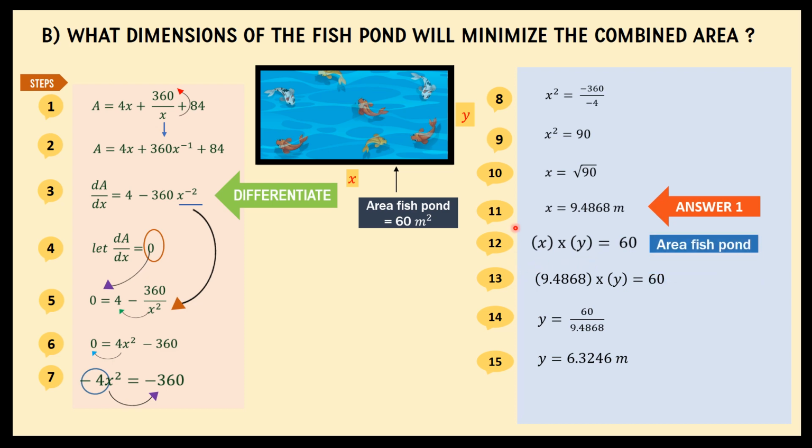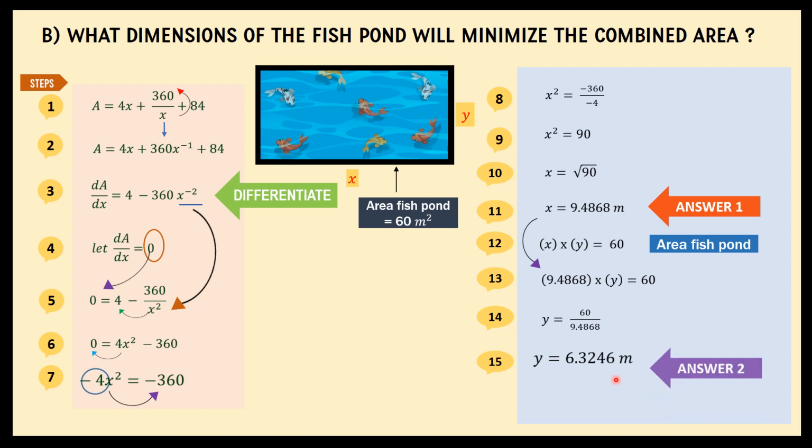So next step is the area of the fish pond is x times y equal to 60. Based on that, we have to substitute x into the area. So 9.4868 times y equal to 60. So y equal to 60 divided by 9.4868 is 6.3246 meter.